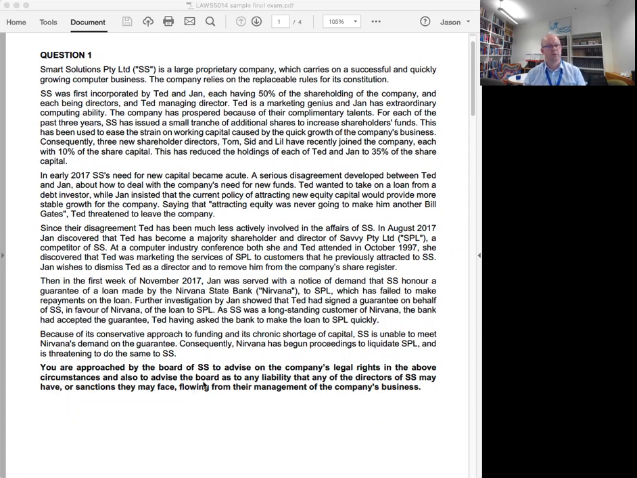So start with, what's the question actually asking you? You're approached by the board of SS, so that's Smart Solutions, to advise on the company's legal rights in the above circumstances and to advise the board as to any liability that any of the directors of SS may have, any sanctions they may face flowing from their management of the company's business.